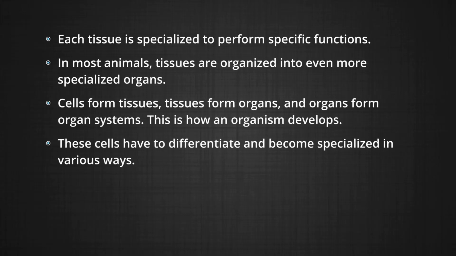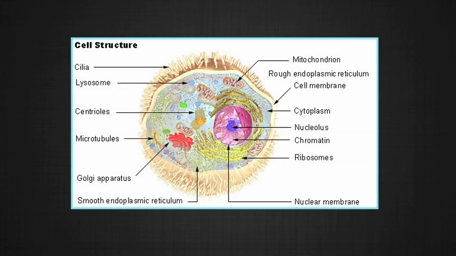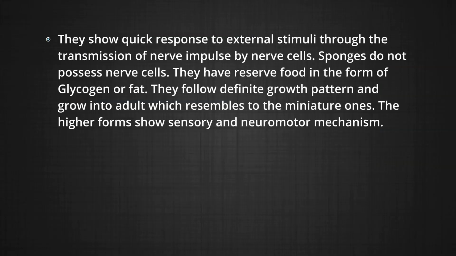These cells have to differentiate and become specialized in various ways. Cell structure: the nucleus, nucleolus, ribosomes, smooth ER, that is endoplasmic reticulum, rough ER, endoplasmic reticulum, nuclear membrane, Golgi body, lysosome, mitochondria, centrioles, cytoskeleton, vacuoles. They show quick response to external stimuli through the transmission of the nerve impulse by nerve cells. Sponges do not possess nerve cells.